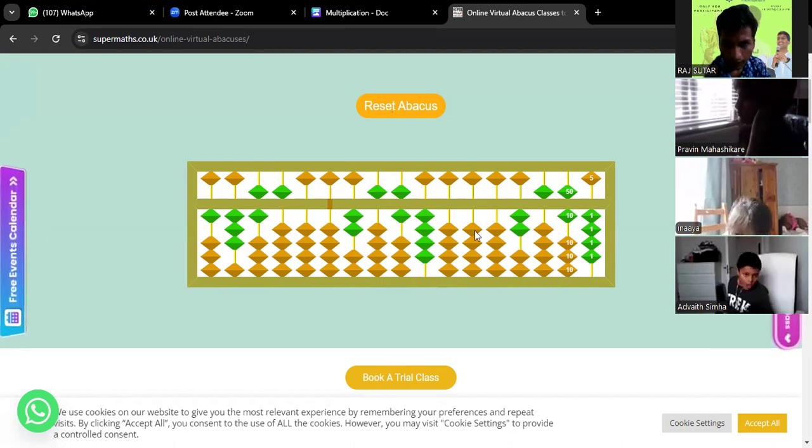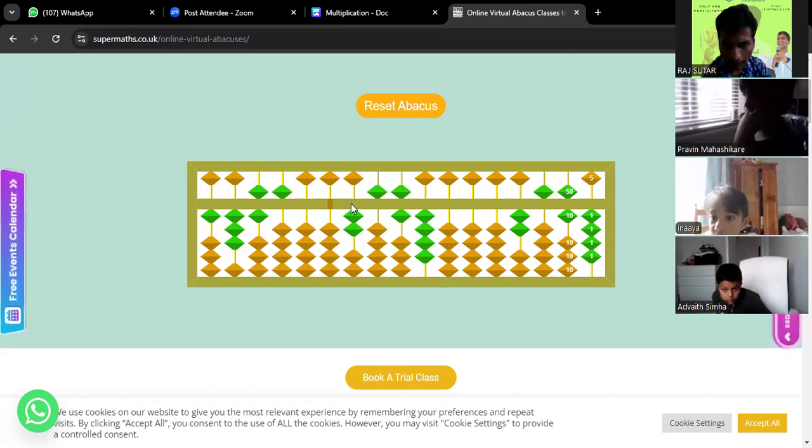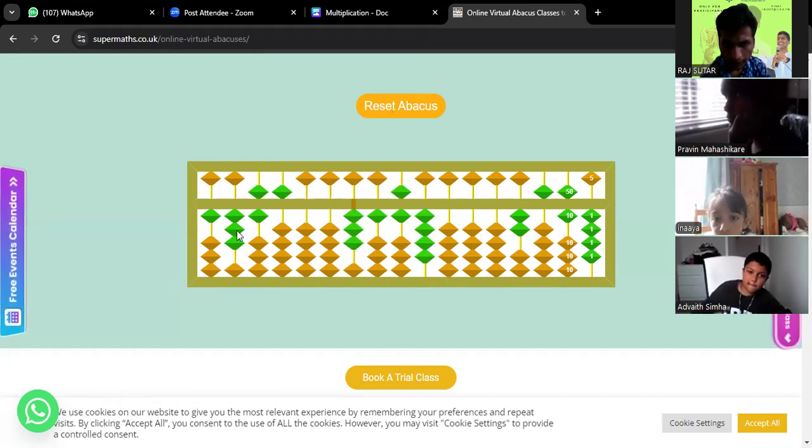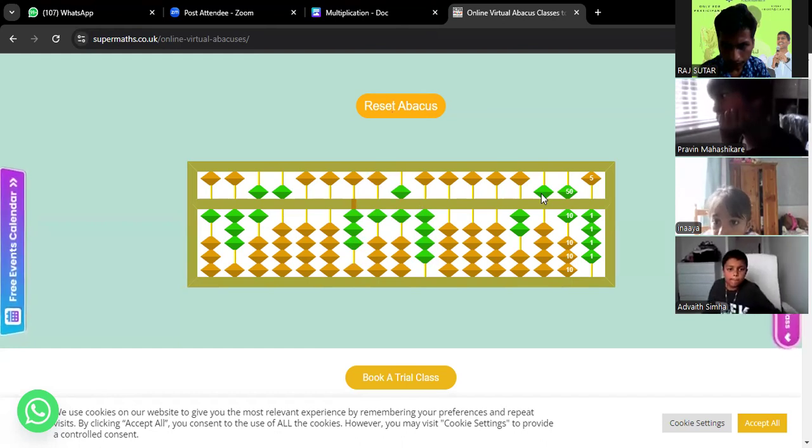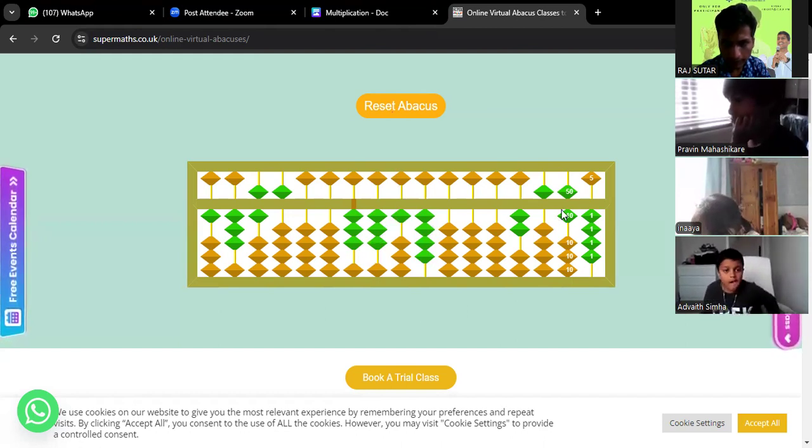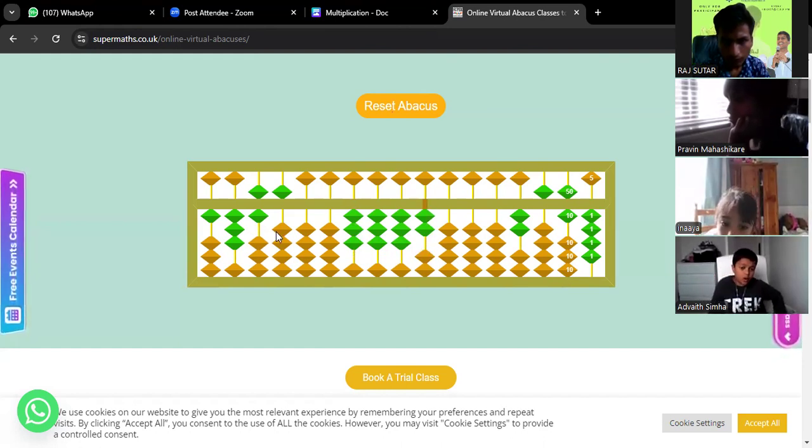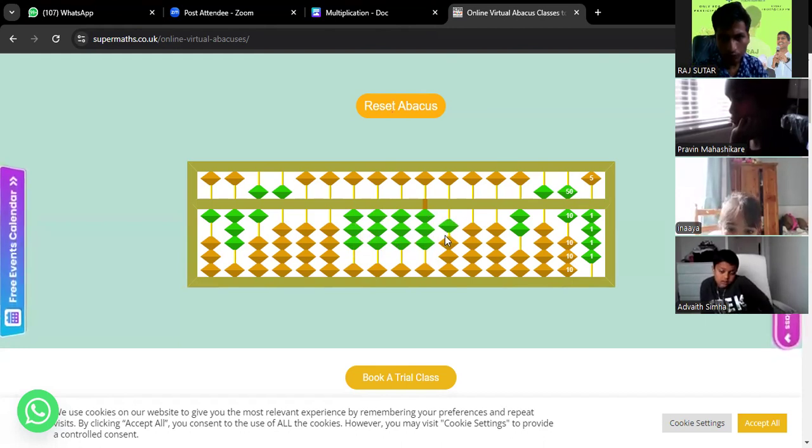Then 3 multiplied by 2 is, so this rod I'll start writing the answer now. 0 6 plus 1 minus 5 plus 10, 0, 6 added. 3 multiplied by 5 is 15. So 1 over here and 5 over here. Then 3 multiplied by 6 is 18. 1 over here, 8 over here. Then 3 multiplied by 4 is 12. So 1 over here, 2 over here. 12 is there.